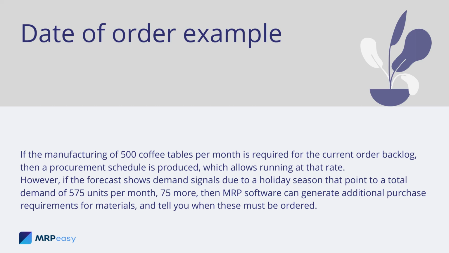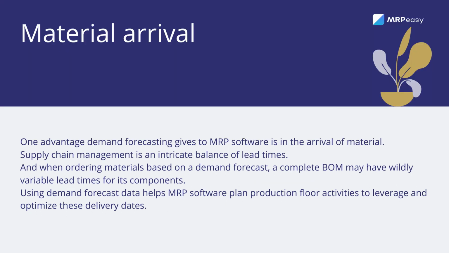However, if the forecast shows demand signals due to holiday season that point to a total demand of 575 units per month, 75 more, then MRP software can generate additional purchase requirements for materials and tell you when these must be ordered. One advantage demand forecasting gives to MRP software is in the arrival of material.